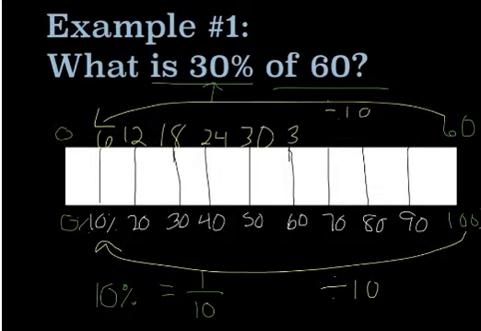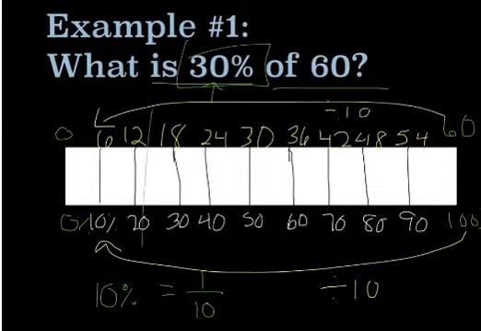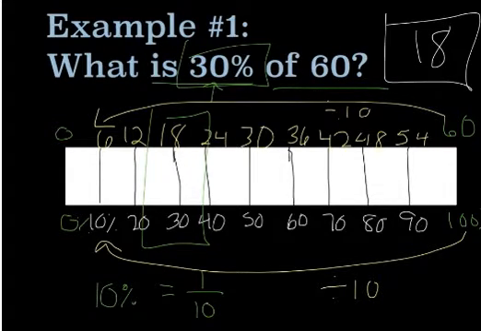You have 5 portions there, 6 portions, and so on. So up to 54, and the last is 60. That is 6 times 10. So the question was, what is 30% of 60? Obviously it will be 18, as you can see. 18 is the answer. 30% of 60 is 18.